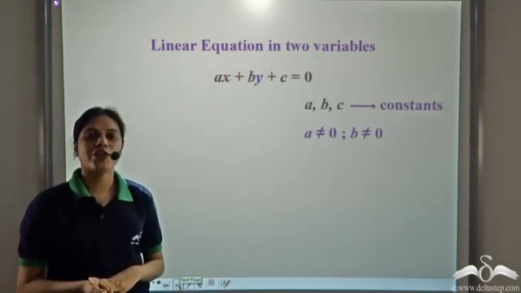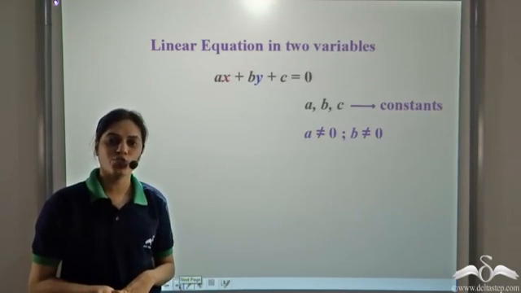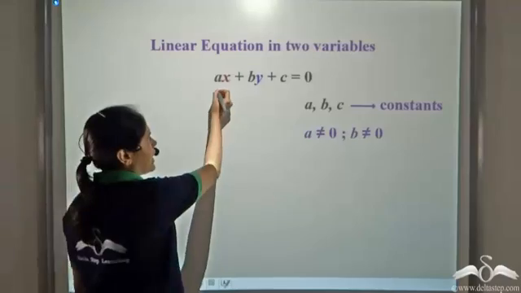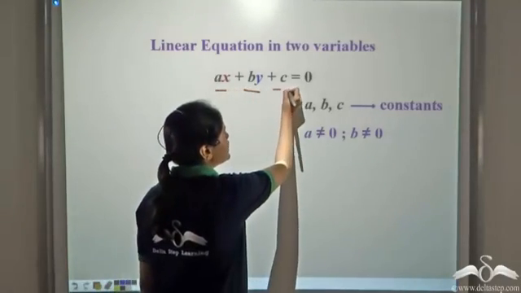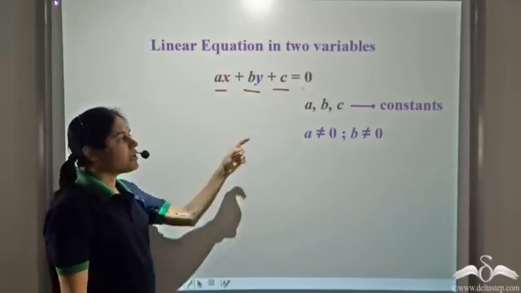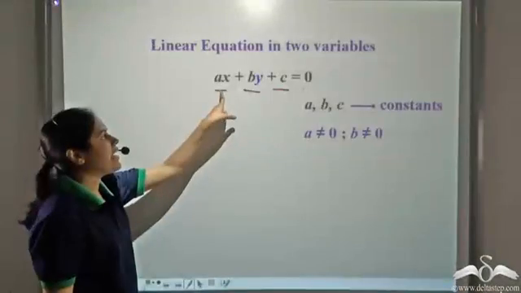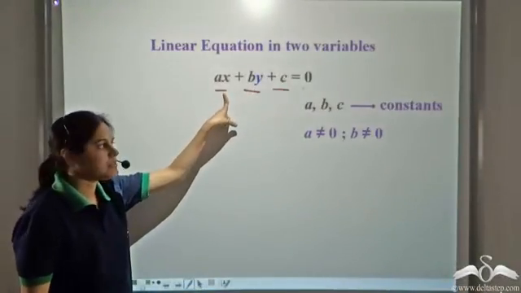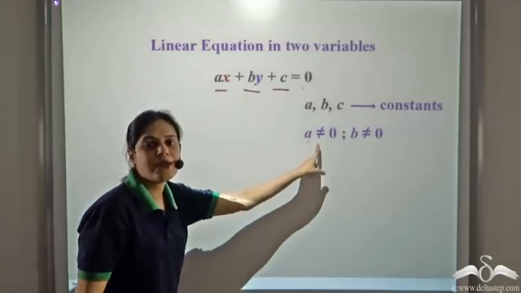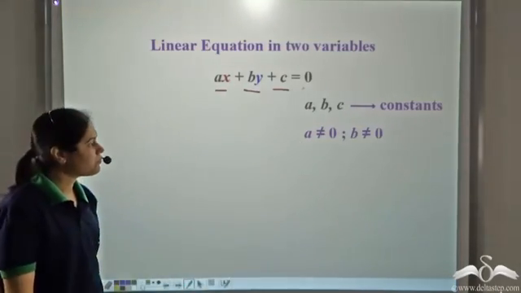And this is the general form of a linear equation in two variables. Ax plus by plus c is equal to 0. Here a, b and c are the constants and x and y are the variables. Note that a and b cannot be 0.